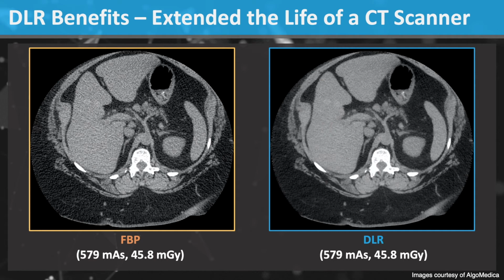It is therefore possible to extend the life of an older CT scanner, possibly even allowing older CT scanners to perform multiphasic or extended scans that were not previously possible.